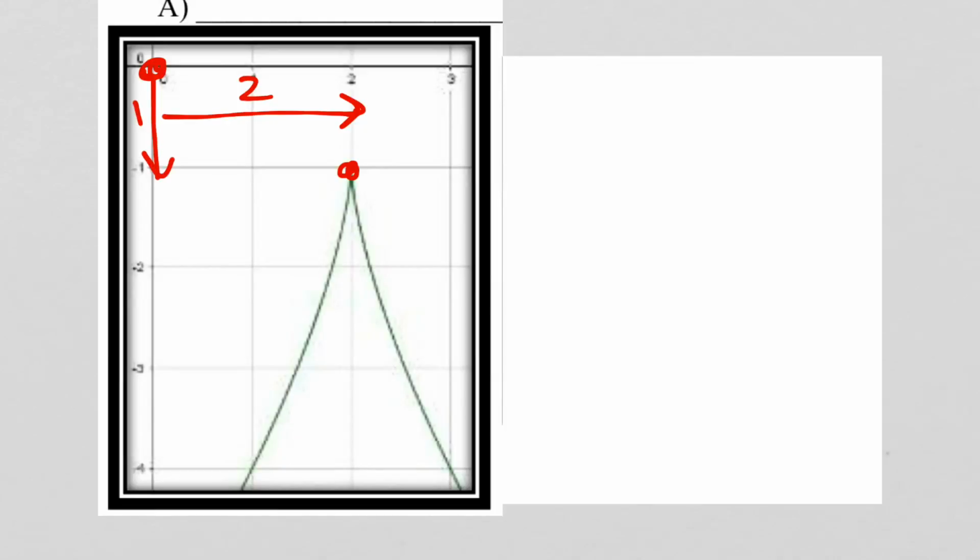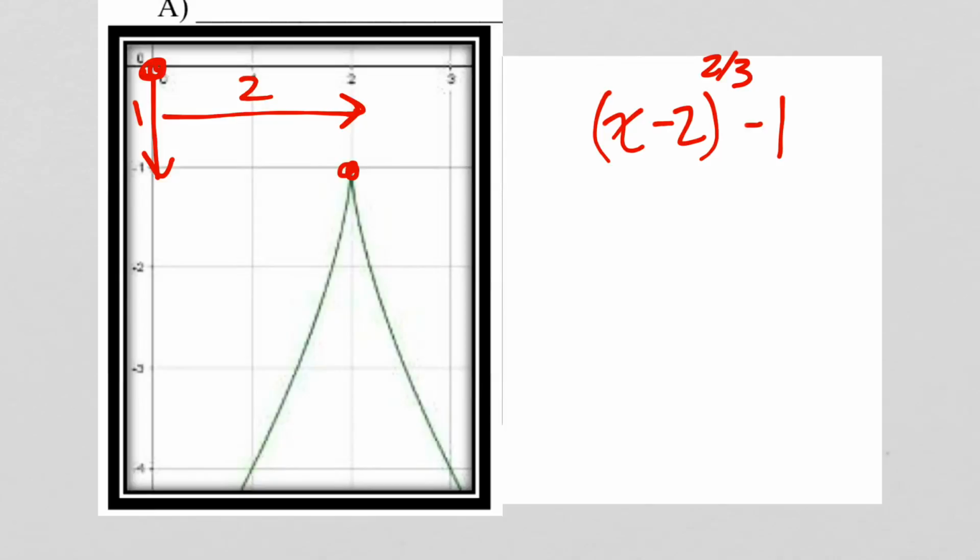So think about how we do that. We shift a graph to the right by 2 when we have x minus 2 for our function, whatever our mother function is, and we shift it down by subtracting 1 at the end. So what is this mother function? Well, this is the bird graph. Notice it is not absolute value because those lines are not straight. They are curvy. So this is going to be x to the power of 2/3.